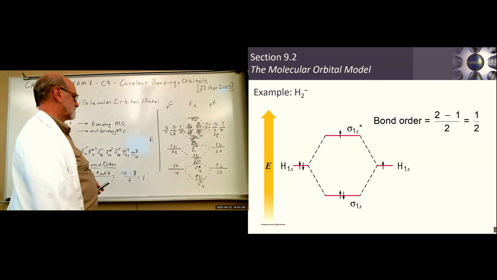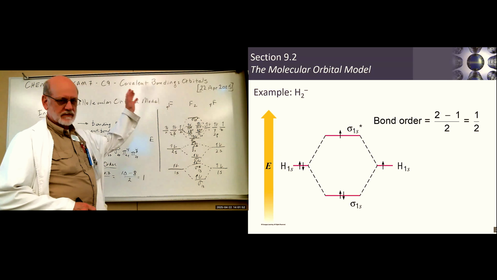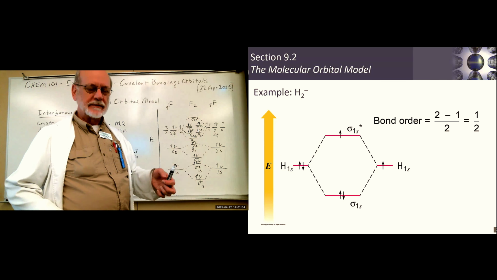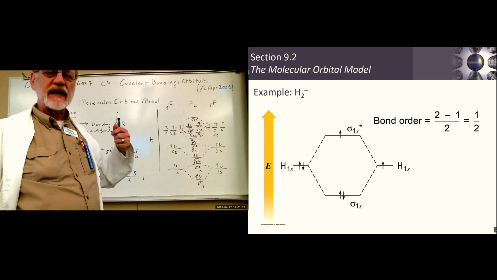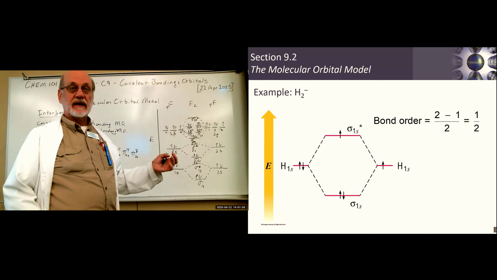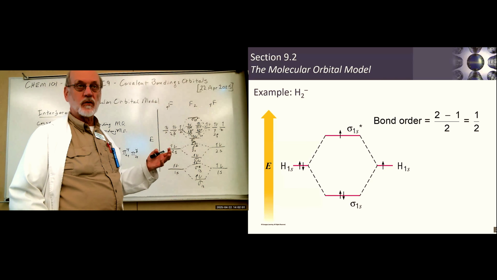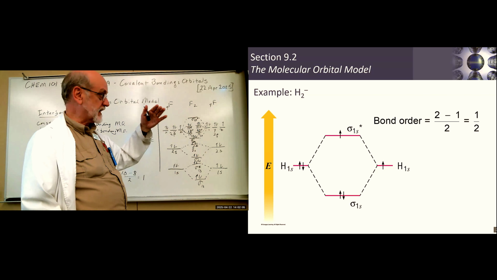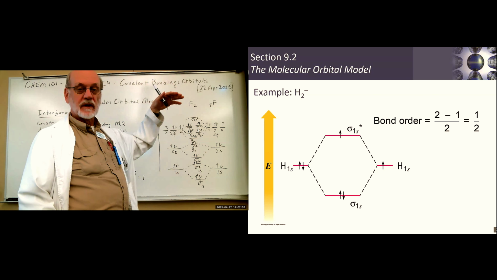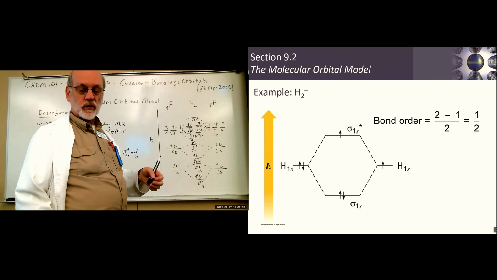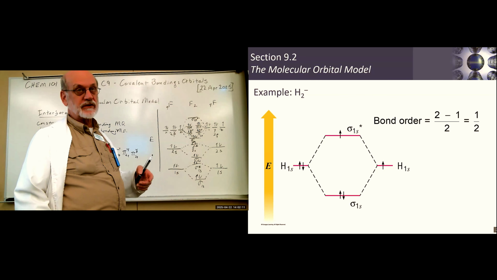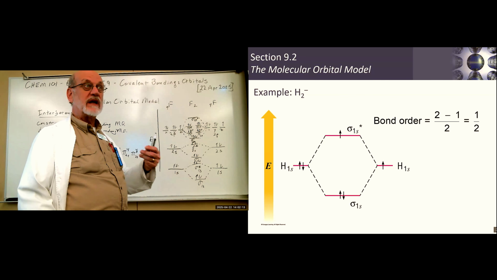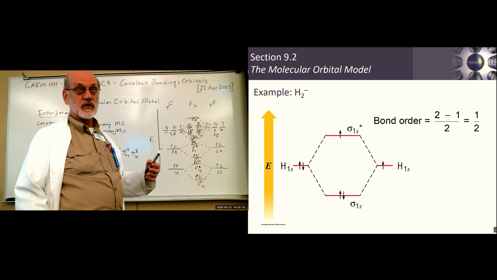Now, what would happen? I'm not going to redraw it up there because it's in the slide. What would happen if we made an H2 anion? We just added an electron. Where would it go? It would go in the anti-bonding orbital because that's the next highest one. And what would that do to the bond order? Now it's 2 minus 1 divided by 2 is 1/2. It would weaken the bond from a 1 to a 1/2.